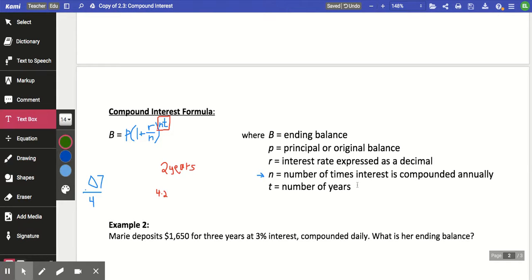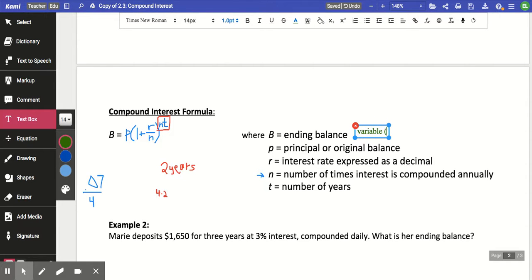So, lastly, notice the balance itself is a variable. In fact, it's our output, and the number of years is our input. So that's also our other variable. The rest of these are considered parameters, or we may also call them constants. So once those are established, they do not change.